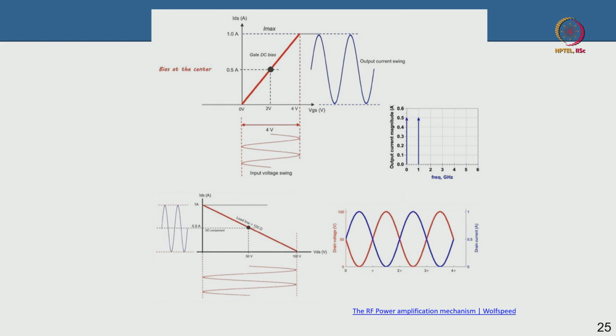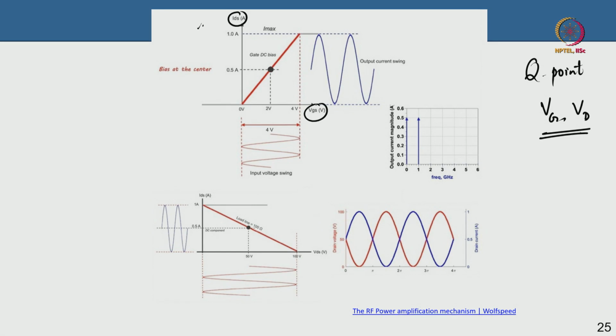A power amplifier, like any other amplifier, has a Q point or quiescent point. It is the bias condition, what gate voltage and what drain voltage you are going to bias the device at, that is your Q point. You can see that the first plot here represents the output current IDS with respect to VGS, which is the input voltage.